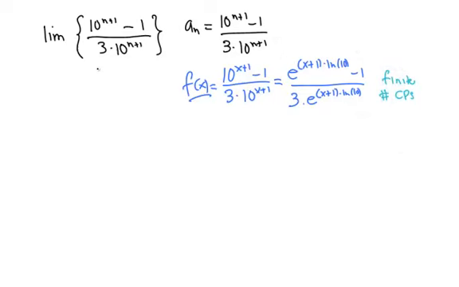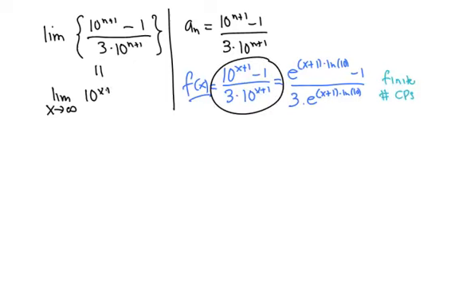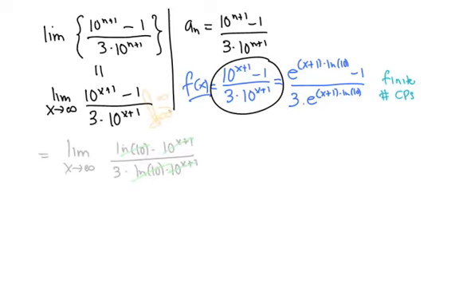So the underlying function principle says, instead of working out the limit of this sequence, we can exchange it for the limit as x goes to infinity of this function right here, 10 to the x plus 1 minus 1 over 3 times 10 to the x plus 1. Now if we continue with the work that we had done before, then we would have come up with the same 1/3.